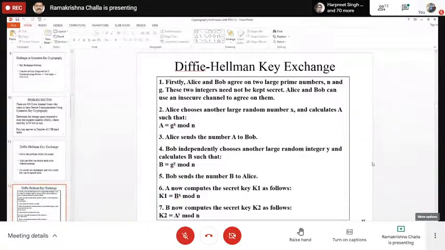So if you are clear about this algorithm, any doubt you have? If you don't have any doubt, I'll give you one small task. You will use those small numbers and calculate and tell me what is A, what is B, what is K1 and K2. Any question you have, please let me know. Otherwise, I'll show you the problem that you need to solve in 5 minutes.